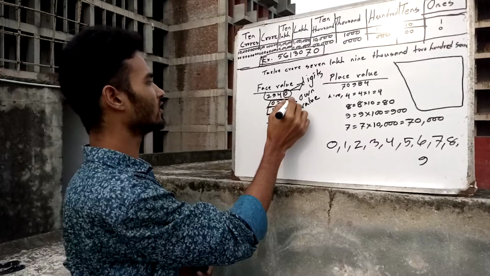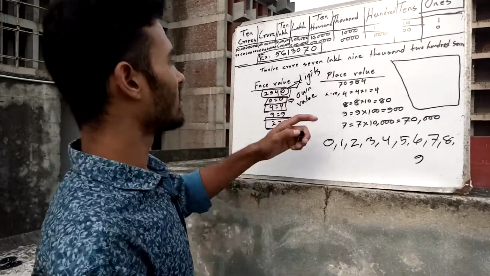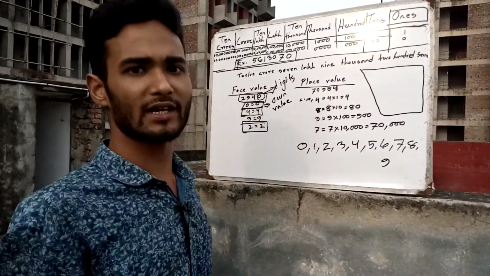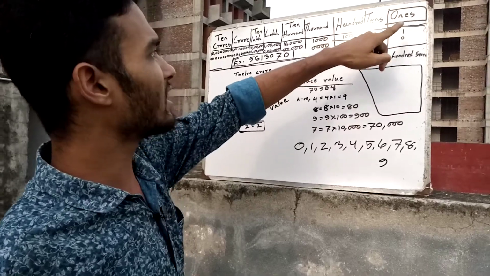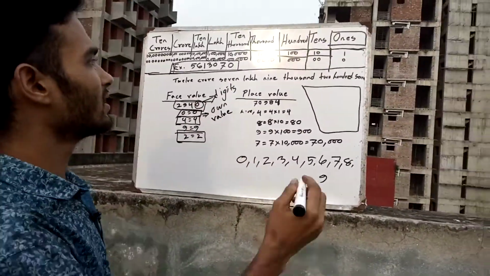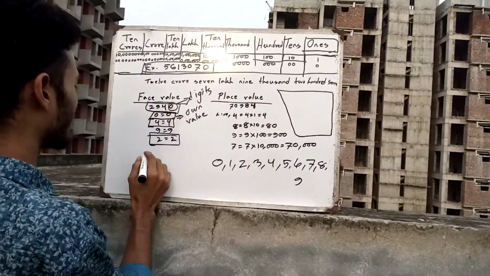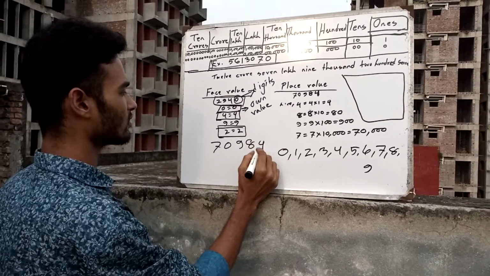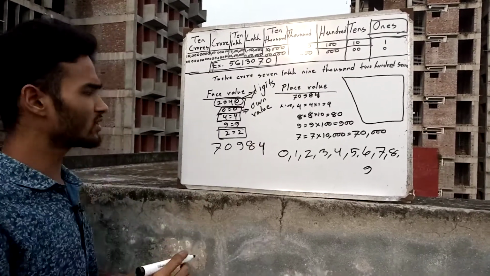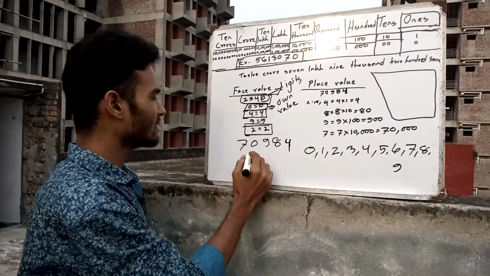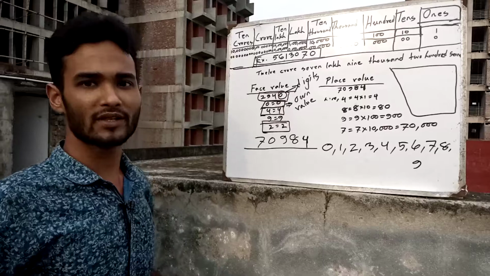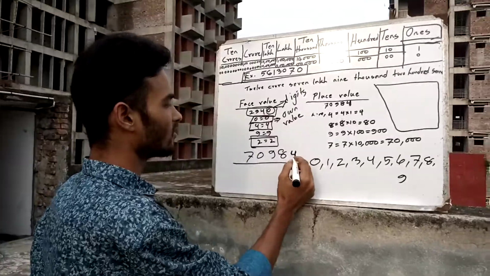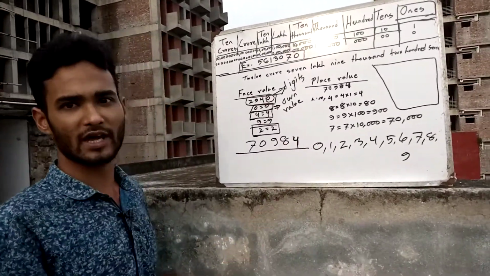Here is our number, 70984. Place value is when we consider a digit in accordance with the place value chart. The counting of digits starts from the right side, and this method comes from the Arabian and Hindu mathematicians. That's why it starts from the right side of a number.